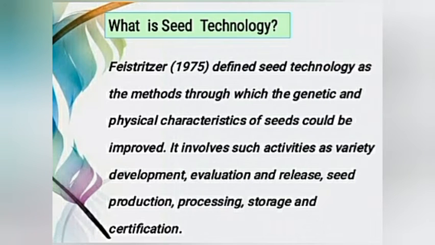So what is seed technology? According to Feistritzer, 1975, seed technology is defined as the methods through which the genetic and physical characteristics of seeds could be improved, and it involves such activities as variety development, evaluation and release, seed production, processing, storage, and certification.